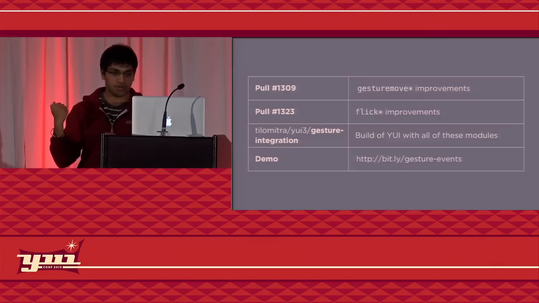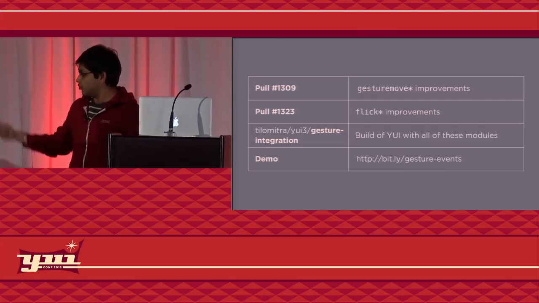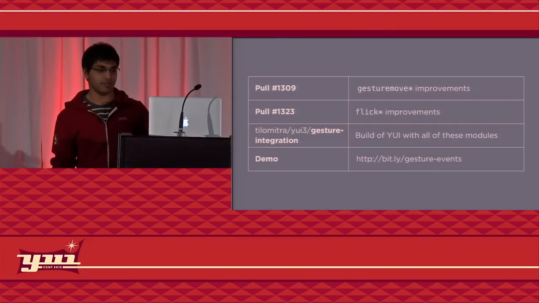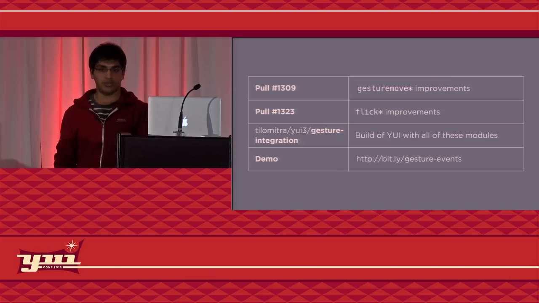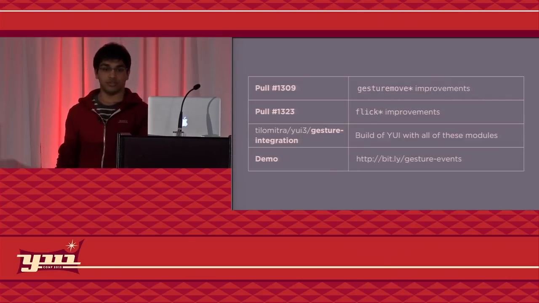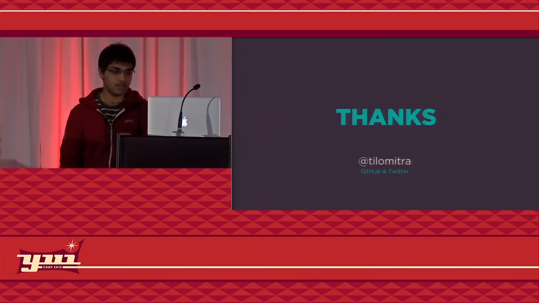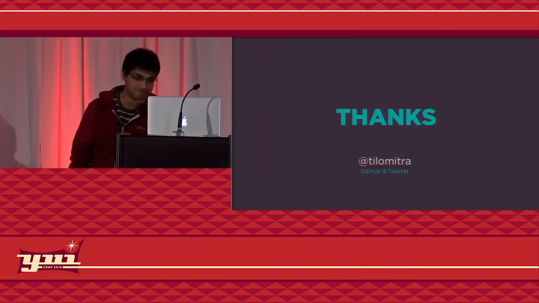So going forward, this is where everything actually lives. I mentioned the two pull requests. I have a branch called gesture integration, which has a build of all of these modules. That's where the demo was working from. And the demo itself, you can check the code for it in that bit.ly link, which is a gist. You can run that with raw GitHub or something, which is what I was doing. So check it out and let me know what you think. I'm pretty excited about this stuff. I think it adds some very necessary sugar to make it easier for you to code gesture events across devices. That's all I had. Thanks.